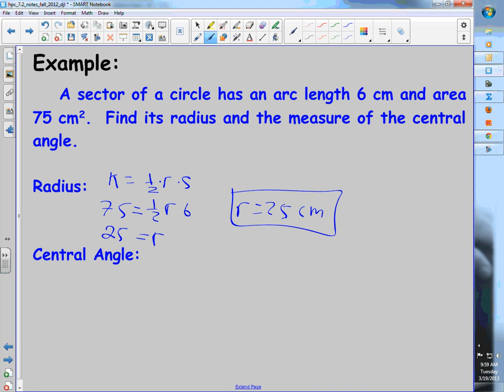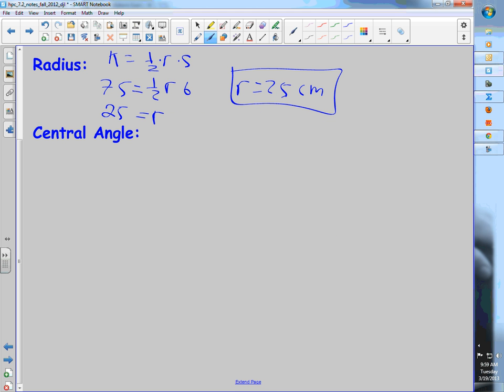If r is 25, Kyle, what did you do for central angle? Just do the arc length divided by radius. So s equals r theta. We can plug in 6 for s, and now we know what r is. Like you said, just 6 over 25 is equal to theta. And then Kelly asked, can that be right, because it doesn't have a pi?